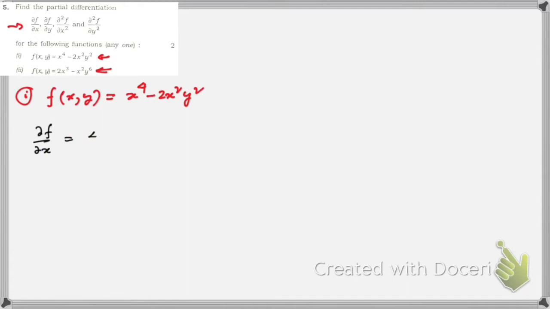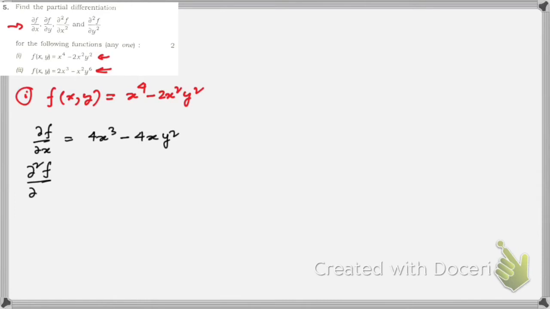So here you see, let us find del f by del x first. If you differentiate this with respect to x partially, then keep y constant, right? You have to take y as a constant, right? So remember that. Then if you do so, what you will get is 4x cube minus 4x, then y square remains y square as it should be considered as constant, right?